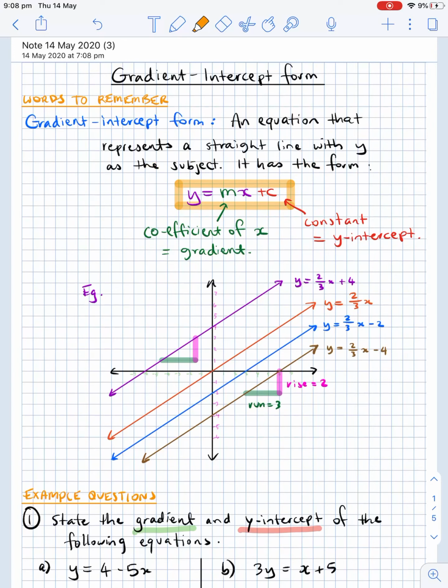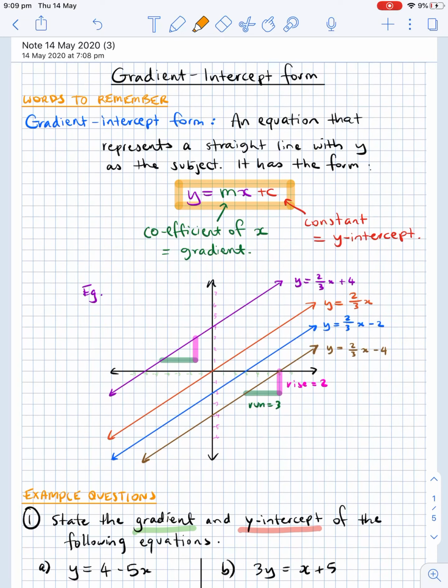So notice, the first thing I need you to see is that y is the subject. It's y equals something. And the form is mx plus c. Now the m represents the gradient of the equation, and it's always the coefficient of our x. You'll notice that the m is in front of our x. And there's a plus c on the end. That c stands for constant, and that represents the y-intercept of your line. So this form immediately will show you the gradient and the y-intercept.